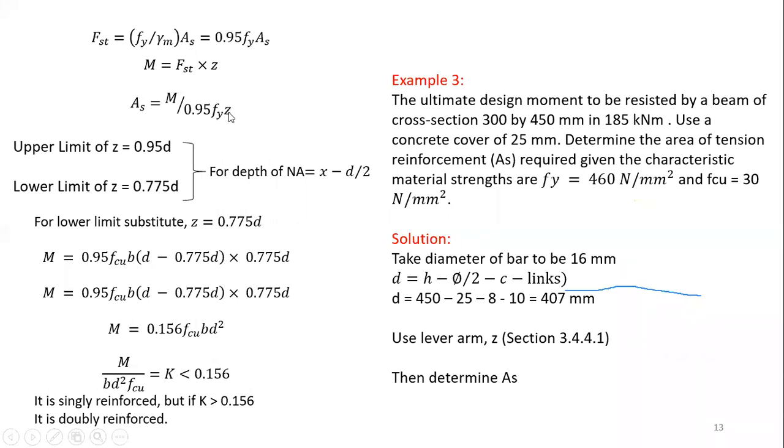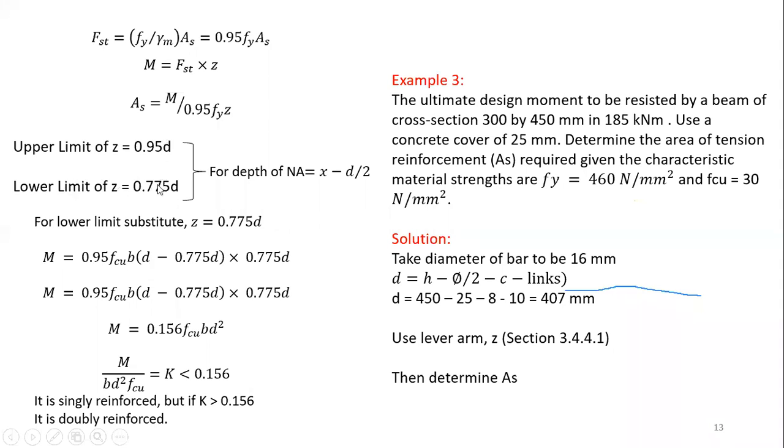According to the code, the value of Z has been limited by making a relationship between it and the effective depth. The upper limit is 0.95 D. On no condition should the lever arm be more than 0.95 of effective depth. That is, it must not be more than 95% of the effective depth. Then also, if the depth of the neutral axis is limited to S equal to D over 2, the lower limit is 0.775 D.